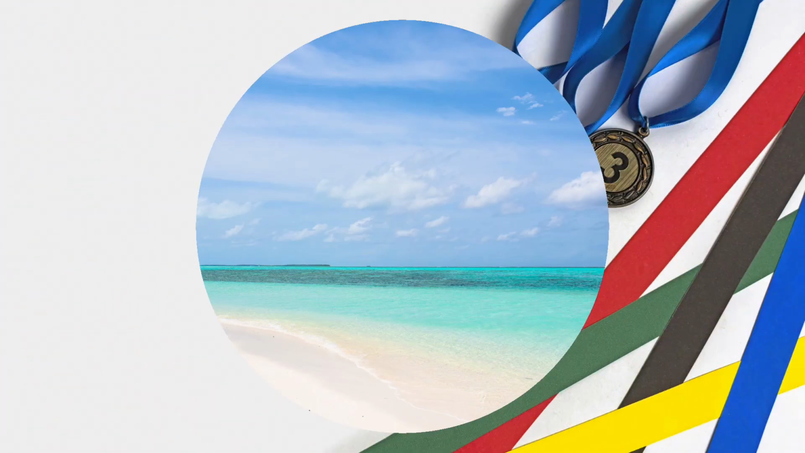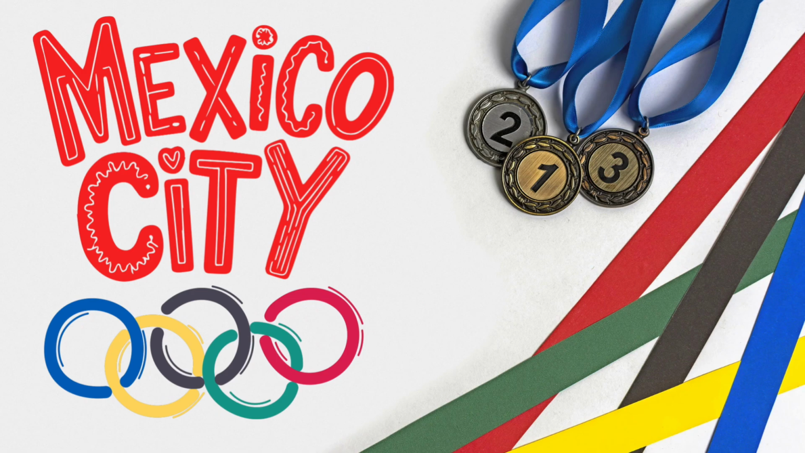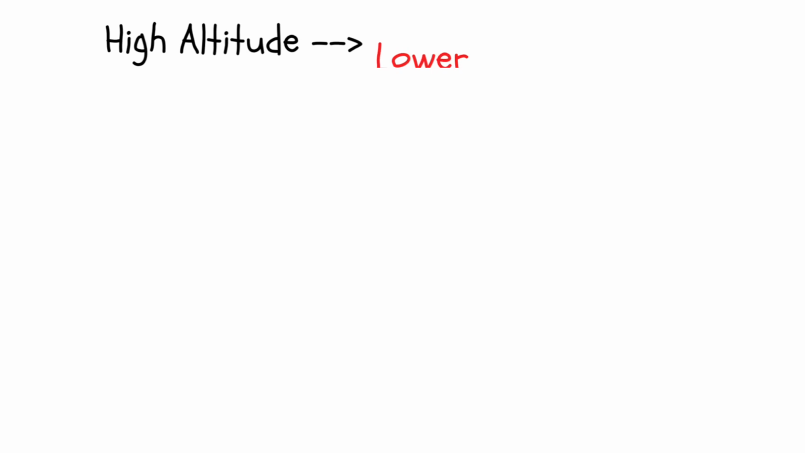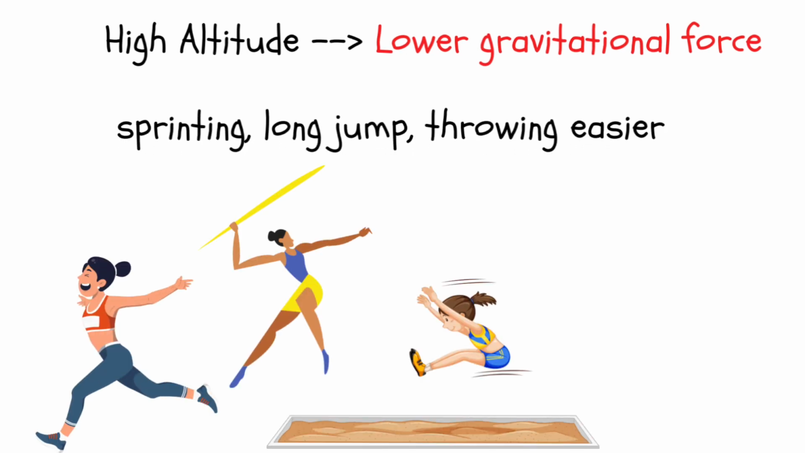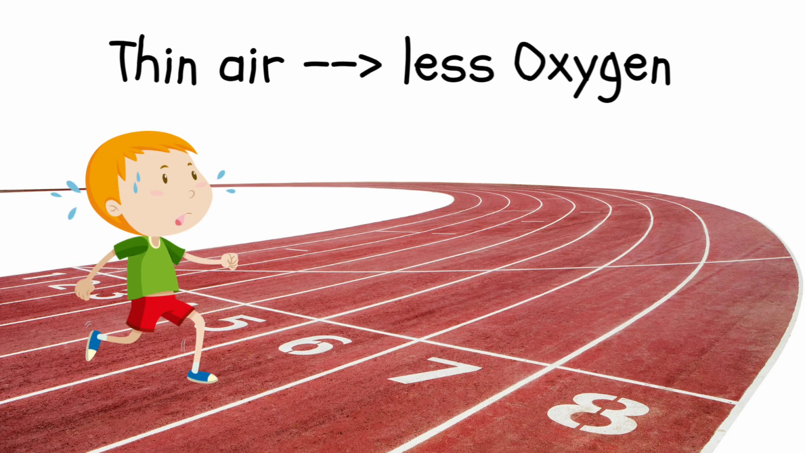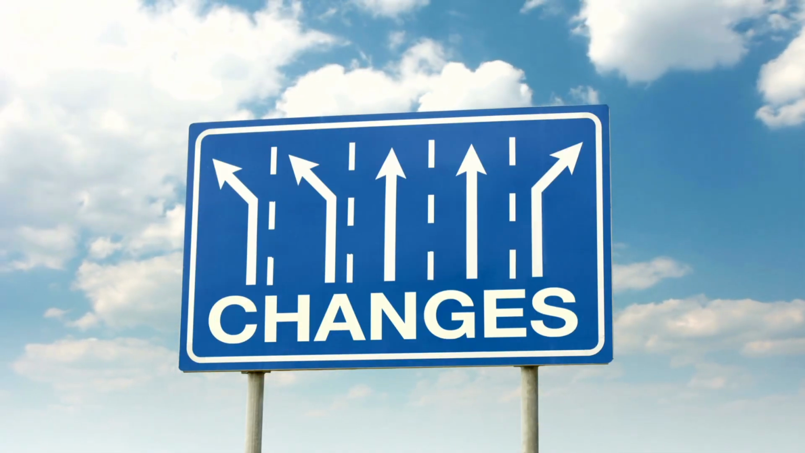Now let's connect this to real life. During the Mexico City Olympics in 1968, athletes were competing at 2,300 meters above sea level. The reduced gravitational pull made sprinting, long jump, and throwing events a bit easier. Records were broken. But the thin air also meant less oxygen, making long-distance events much harder. This shows how small changes in gravity and air density can influence performance.